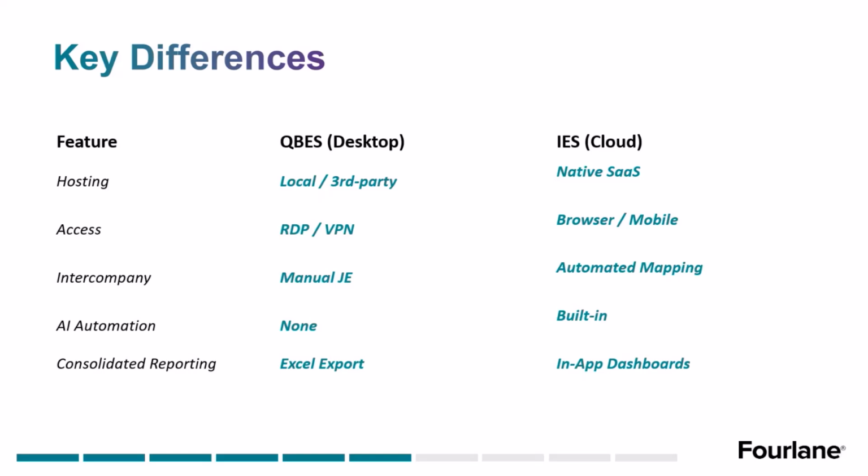And perhaps the biggest leap forward in reporting is in reporting. In Desktop, if you want consolidated data, you have to export multiple reports to Excel and manually merge them. In IES, you can see consolidated financials instantly within the app, filterable by entity, class, or dimension, all in real time.